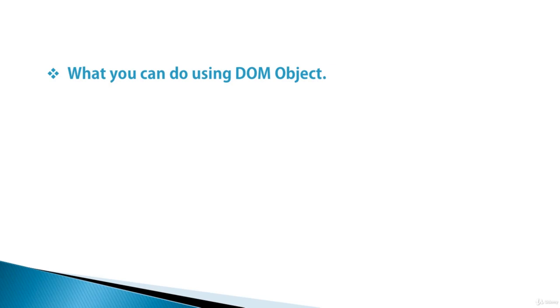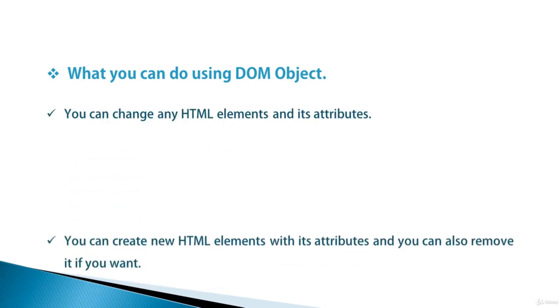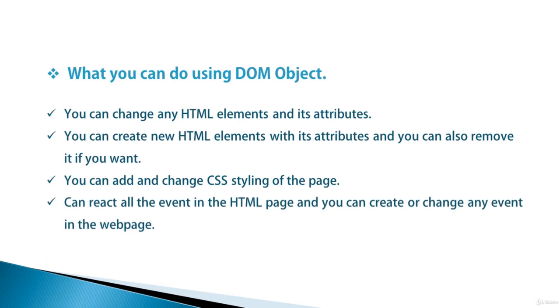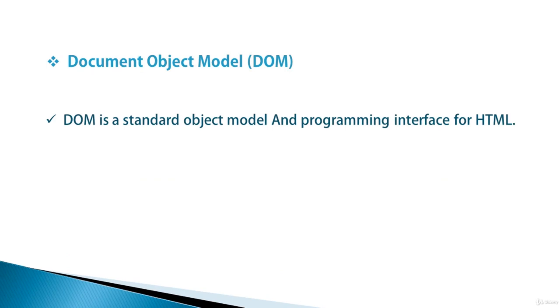Then what can you do with the DOM object? Using the DOM object, you can change any HTML elements and their attributes. You can create new HTML elements with their attributes, and also remove them if you want. You can add and change CSS styling of the page. The DOM object can react to all the events in the HTML page, and you can create or change any event in the web page. So, DOM is a standard object model and programming interface for HTML.